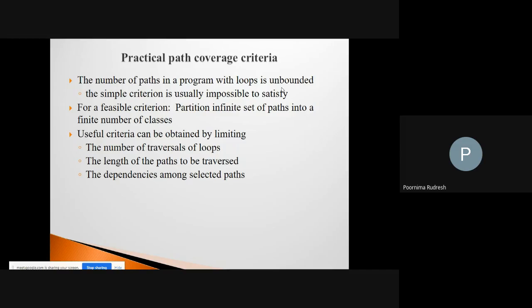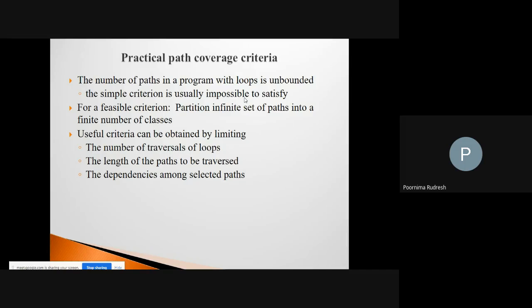In that criteria, we are identifying the infinite set of paths. Then the infinite set of paths are divided into a number of finite classes. Then we'll use the criteria by limiting the number of traversals of loops, the length of the paths to be traversed, and the dependencies among the selected paths are going to be defined. Then we are using the feasible criteria so that it covers all the paths in the program.